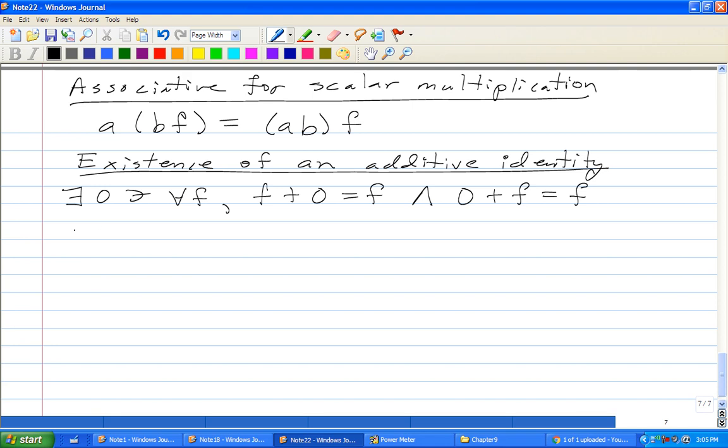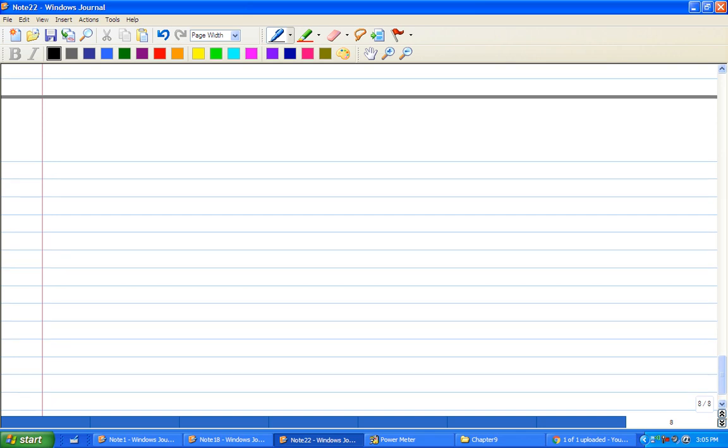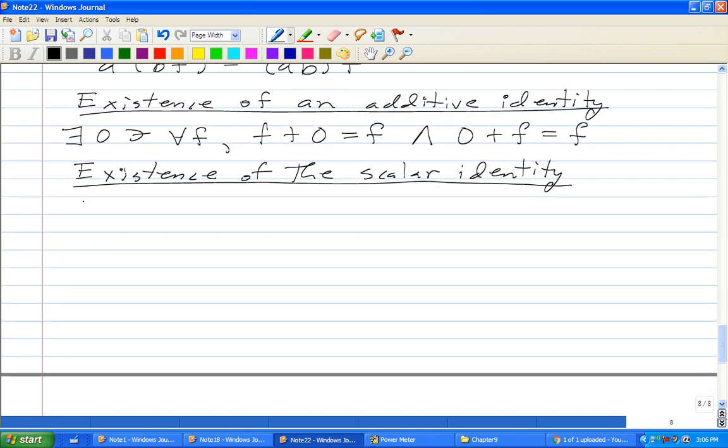The existence of the scalar identity. There exists a number 1, a scalar, such that 1, the scalar identity, times f is just equal to f.